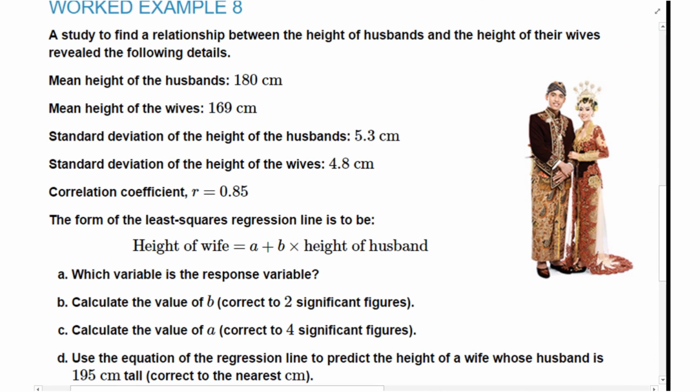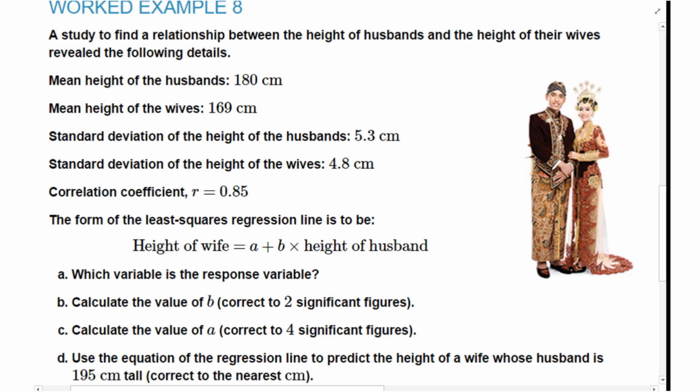A study finds a relationship between the height of husbands and the height of their wives, and revealed the following details. This is one of those questions where, unless you're told which one's the explanatory and which one's the response, I wouldn't have a clue. So this is one where you'd have to be told. And you are, but you'd have to be told.